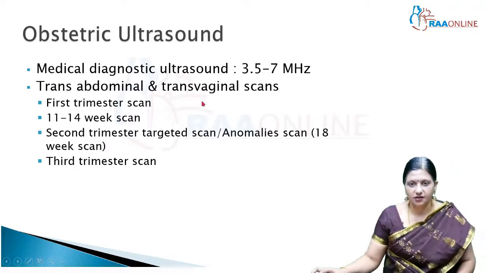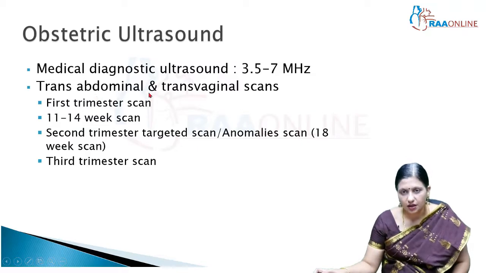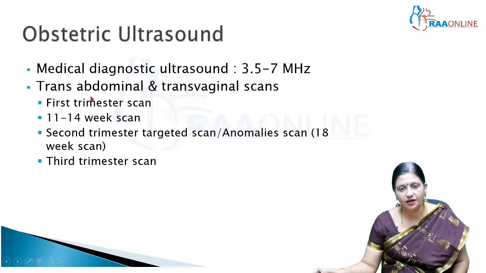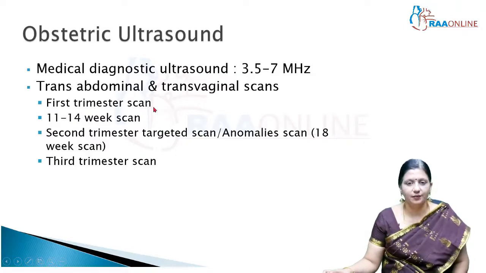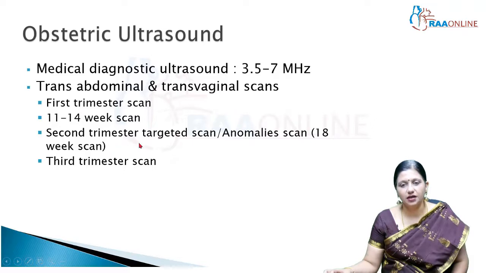Now coming to obstetrical ultrasound, we can use transabdominal probes and transvaginal probes, and we usually use a frequency of 3.5 to 7 megahertz depending upon whether we are using a transabdominal or transvaginal transducer. The first trimester scan is usually done to know the location, to rule out ectopic pregnancies, and for dating purposes. The 11 to 14 week scan is done for the nuchal translucency. In the second trimester, we do a TIFFA scan, targeted imaging of fetal anomalies, also called the anomaly scan or the 18 to 20 week scan. Then there is a third trimester scan, also called a growth scan.